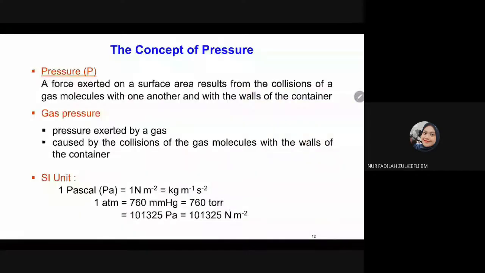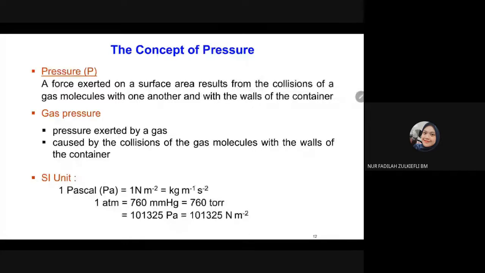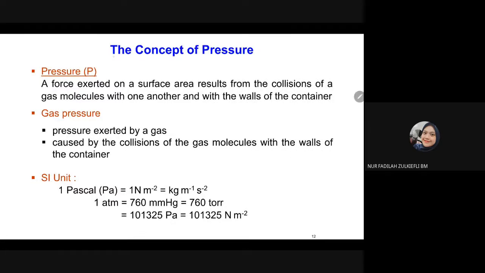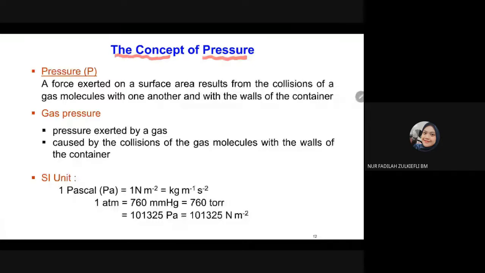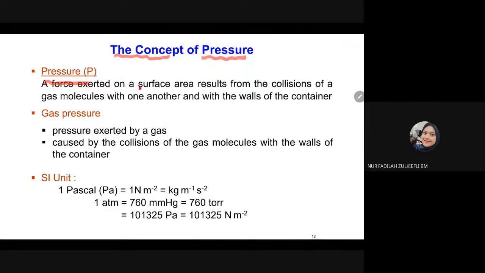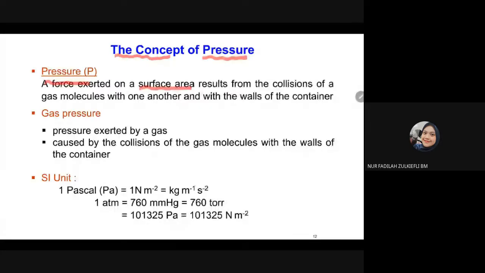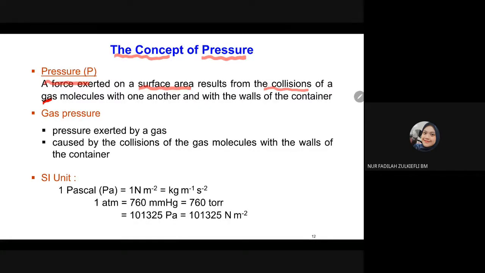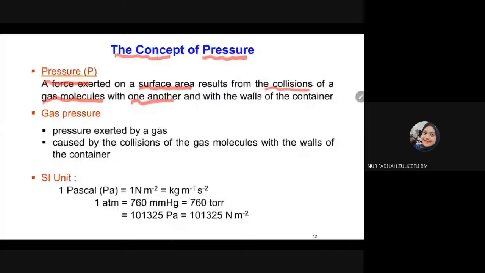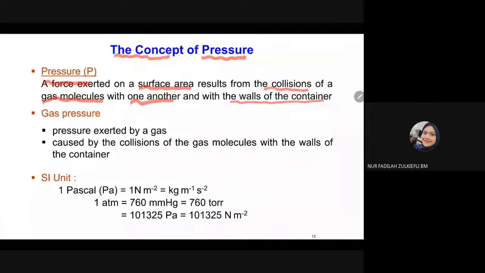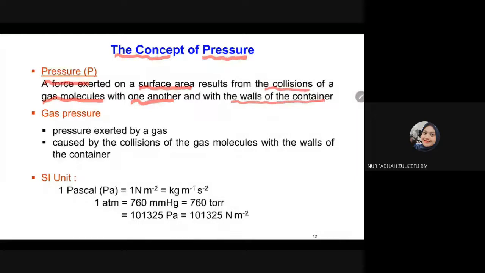Okay, next, apa yang penting? Okay, teacher nak cakap tentang concept of pressure. Okay, the concept of pressure kat sini. So apa yang dimaksudkan dengan pressure? Bila masa pressure ni exist, so pressure adalah sebenarnya satu force exerted on the surface area resulting daripada collision of gas molecules with one another and also with the walls of the container. Ini dia punya ayat skema dia. Tapi apa yang awak faham dengan ayat ni?